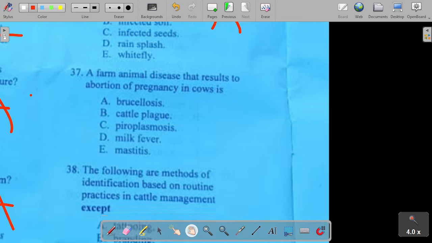37, a farm animal disease that leads to the abortion of pregnancy in cow. Animal disease. Number 37, we have brucellosis. Yes. A.